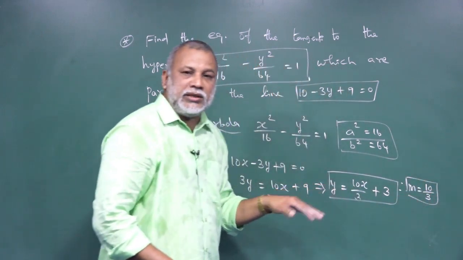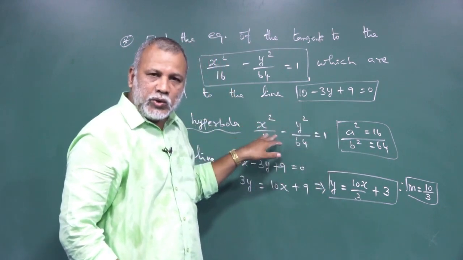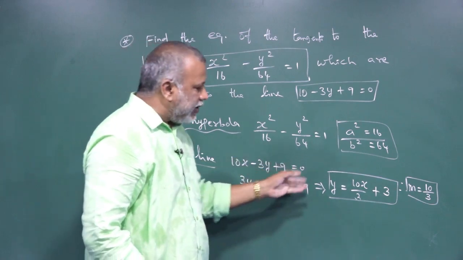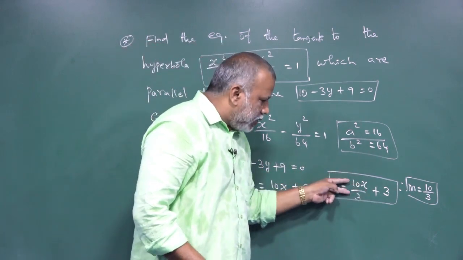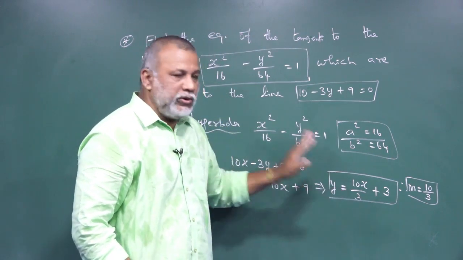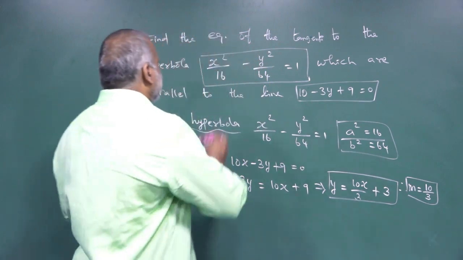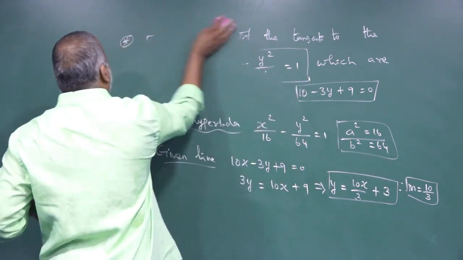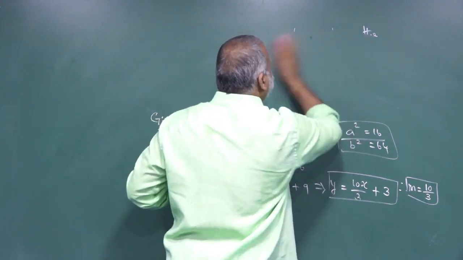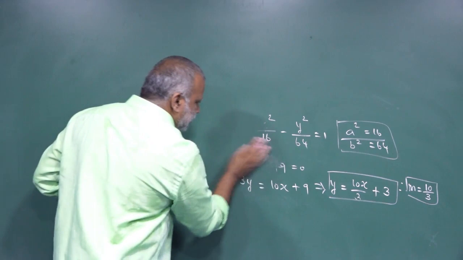This m is nothing but the slope of the given line. So a squared and b squared we are able to work out from the given hyperbola. Then we convert the given line into the form y equal to mx plus c. Now 10 by 3 is the slope of the given line. Now what is the question asked? Find the equation of the tangent to the hyperbola which are parallel to the given line. This is the logic.